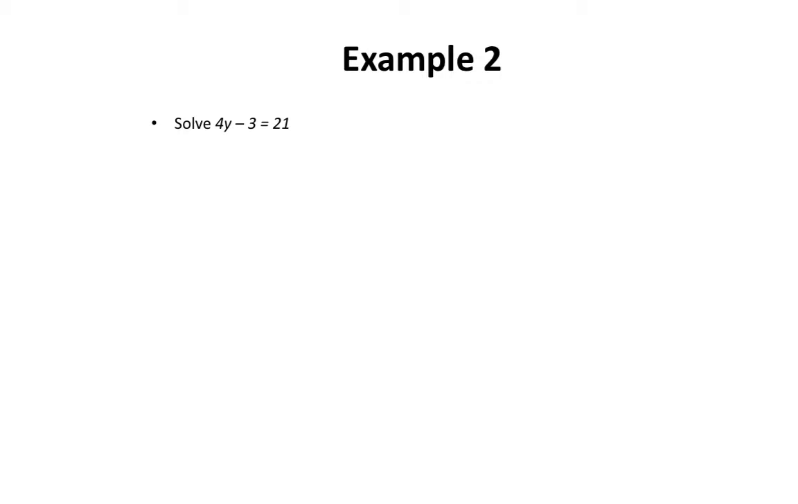In our second example, we want to solve 4y minus 3 equals 21. The first thing you want to do is rewrite the question. So we want to simplify the left side of the equation and the right side of the equation. Since the left side of the equation has unlike terms, we're going to leave them as is, and since we only have a 21 on the right side, we're going to leave that as well. We want to solve for y.